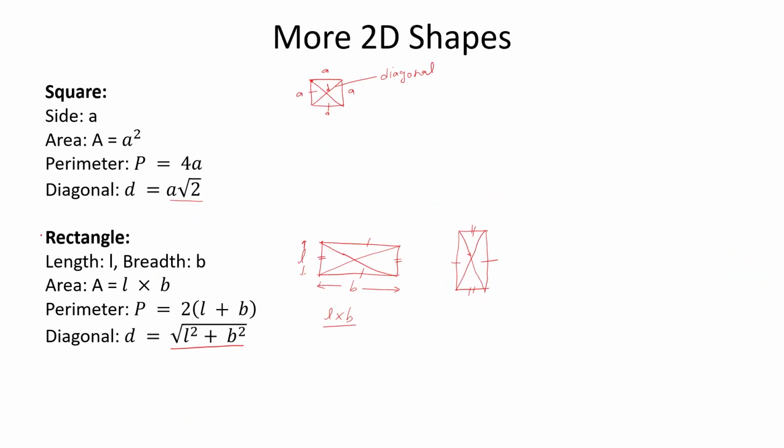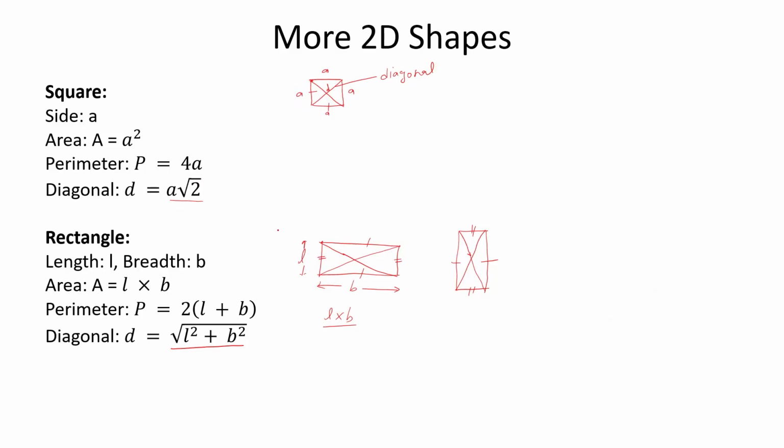Then the next shape is the square. A square is a shape where all sides are equal. Area of a square is A square. Perimeter of a square is again, start from one point and come back by covering all the sides to the same point. That is given by 4A because it is A plus A plus A plus A, 4 times, because 4 sides. And in a square, you have one new thing, that is the diagonal of a square or of a rectangle. So this is a diagonal and the diagonal is given by A root 2.